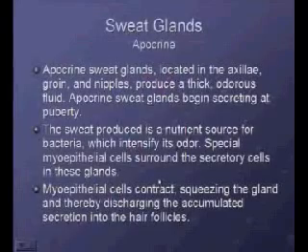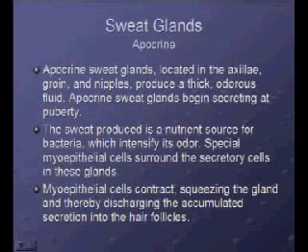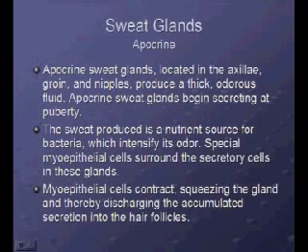Sweat glands, or apocrine glands, apocrine sweat glands, are located in the axilla, the groin, and the nipples, and produce thick, odorous fluid. Apocrine sweat glands begin secreting at puberty. The sweat produced is a nutrient source for bacteria, so it can sometimes involve an intensity of odor. Special myoepithelial cells surround the secretory cells in these glands. Myoepithelial cells contract, squeezing the glands and thereby discharging accumulated secretions into the hair follicle.